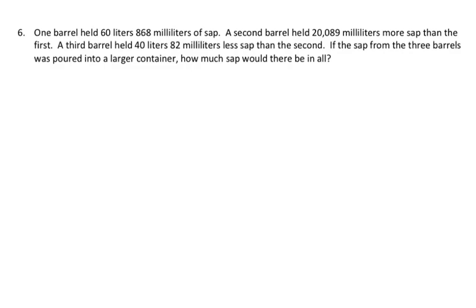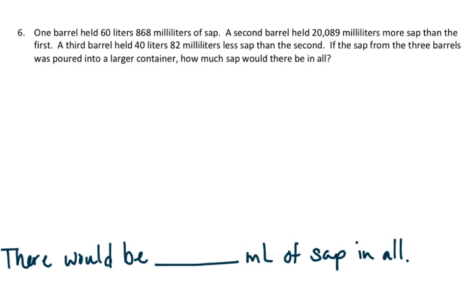Okay. Now let's look at number 6. And 6 says, one barrel held 60 liters, 868 milliliters of sap. A second barrel held 20,089 milliliters more sap than the first. The third barrel held 40 liters, 82 milliliters less sap than the second. If the sap from the 3 barrels was poured into a larger container, how much sap would there be in all? All right, so there's a lot going on in this problem, but first things first, let's do our target sentence. And that reads, there would be blank milliliters of sap in all.